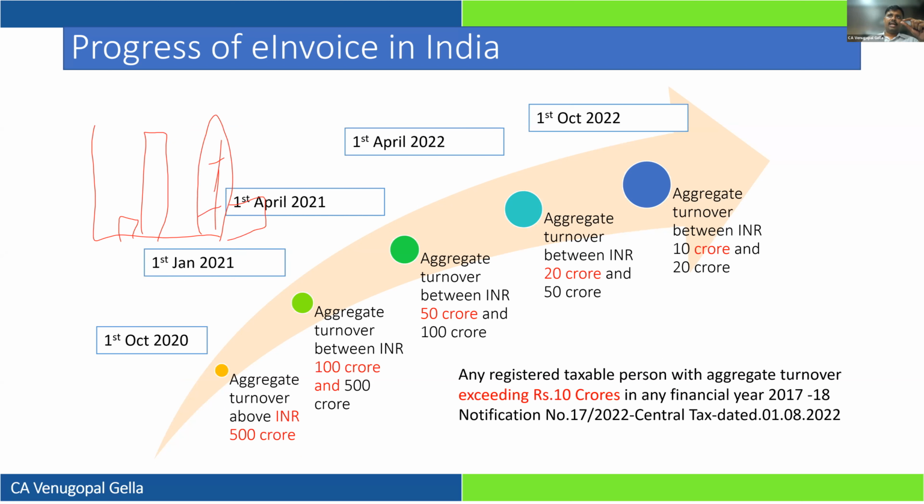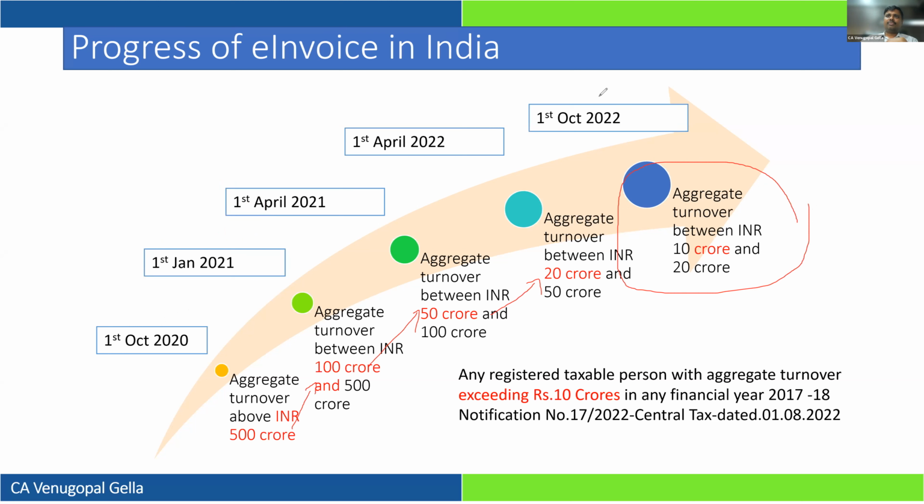So the government said, I think it is better to first bring the bigger people into the system. Slowly from October, 500 crores, 200 crores, from there move to 50 crores, from there move to 20 crores, and now the new ask is starting from 1st October 2022, on these Navaratri days, the e-invoice is going live. And they said whose aggregate turnover is between 10 crores and 20 crores is where the e-invoice is applicable.